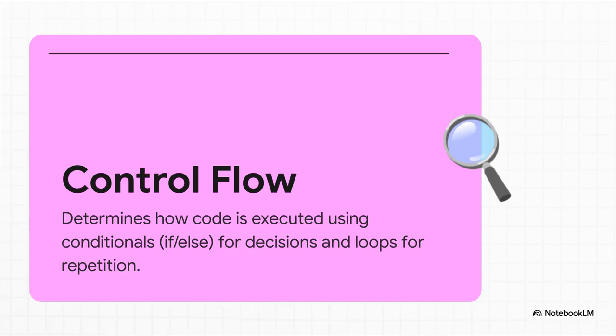In C Sharp, we call that control flow. It uses things like if-else statements, which are kind of like a locked door that only opens if you have the right key, and it uses loops, which let you do the same action again and again, like walking up a staircase. It's all about directing the traffic through your code.